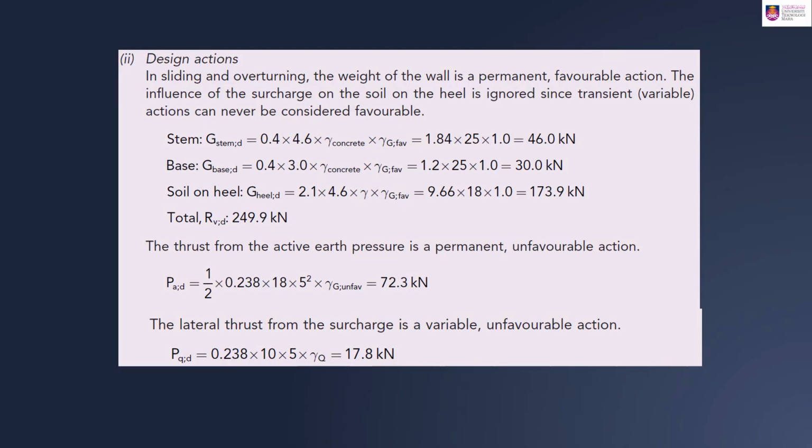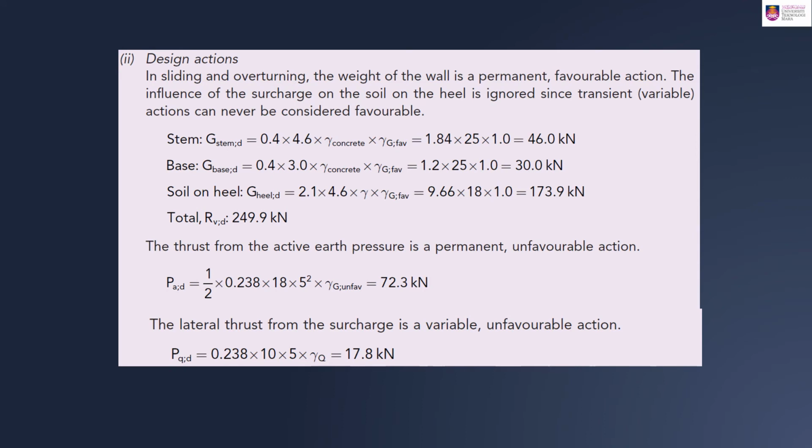And then we check on the design actions. In sliding and overturning, the weight of the wall is permanent, so we can consider it as a favorable action, or stabilizing force, or stabilizing thrust. The influence of the surcharge on the soil on the hill is ignored since a transient variable action can never be considered favorable. So there are a few sections that we have to consider in the calculation.